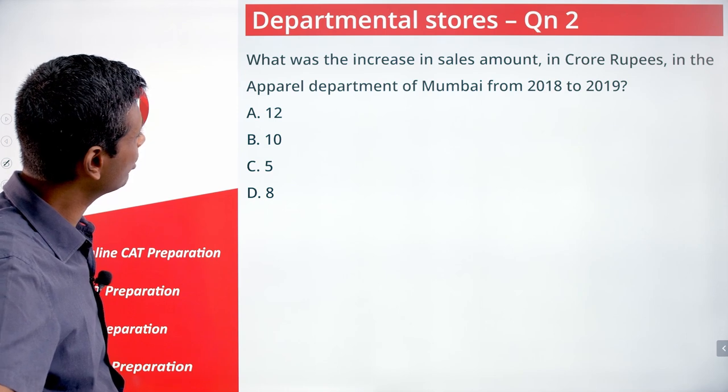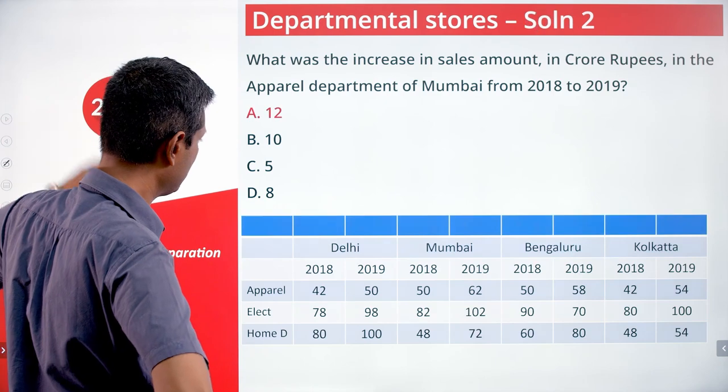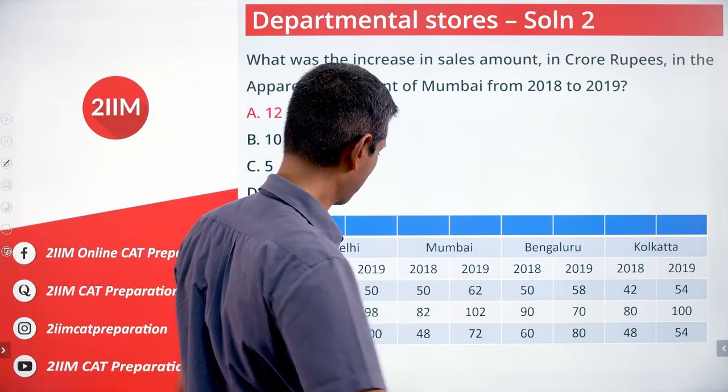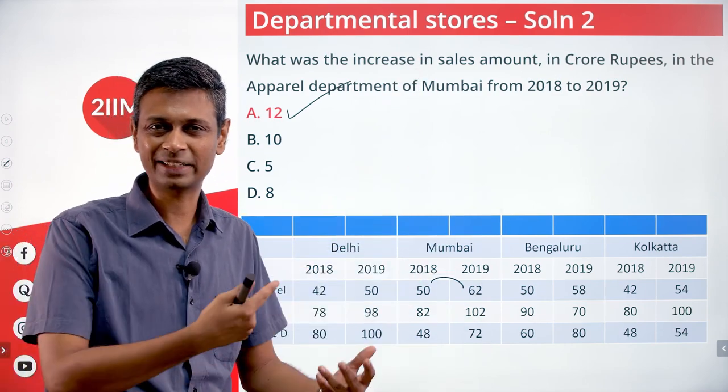What is the increase in sales amount in crore rupees in the apparel department of Mumbai from 18 to 19? 18 to 19 apparel department, 50 to 62, 12 crores, done. So you get the grid, just marking down the answers.